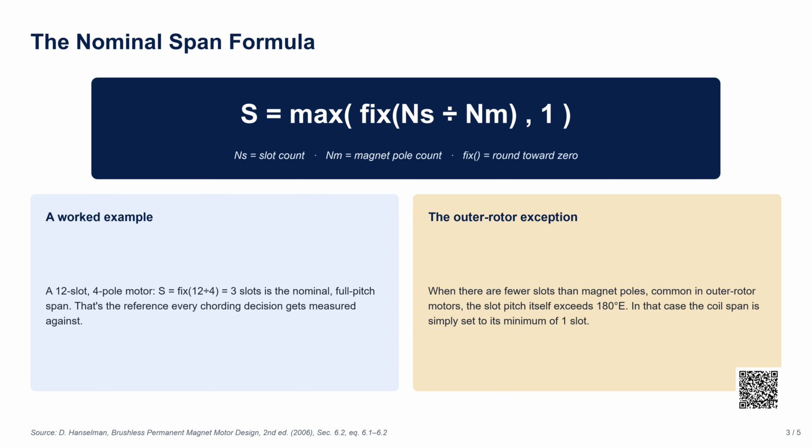There's one important exception worth knowing. In outer rotor motors, where the slot count is sometimes smaller than the pole count, the slot pitch itself can exceed 180 electrical degrees. When that happens, the coil span is simply set to its practical minimum of 1 slot.